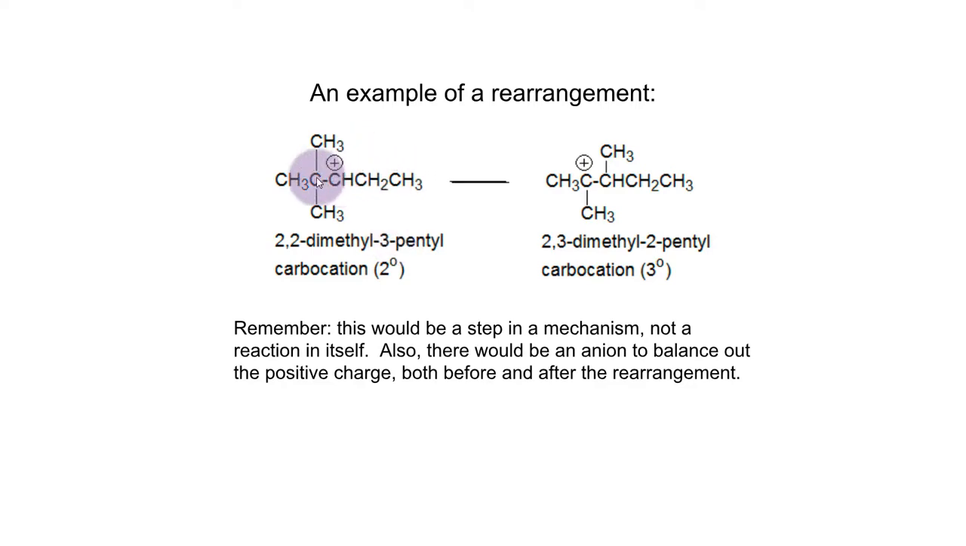Notice that it's a 5-carbon chain with a positive charge on the third carbon, so it's 3-pentyl carbocation, and then it has 2 methyl groups on the second carbon, so it's 2,2-dimethyl 3-pentyl carbocation, and notice that that's secondary. That can rearrange by moving one of these 3 methyl groups, and it really doesn't matter which one because they're all the same as each other.